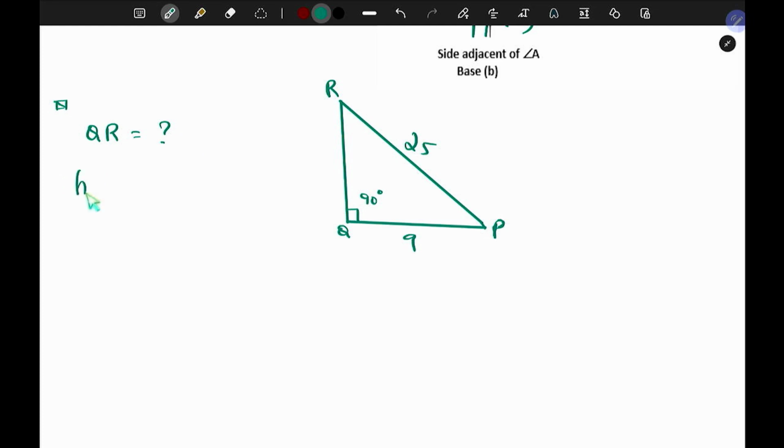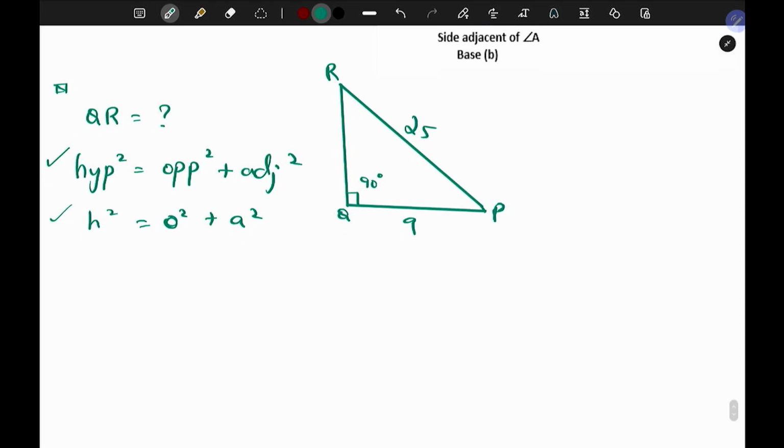So basically you are going to be finding QR and you're going to be using the Pythagoras theorem, which is hypotenuse square is equal to opposite square plus adjacent square, or H square is equal to O square plus A square. Either you use this formula or this formula, either one of two.